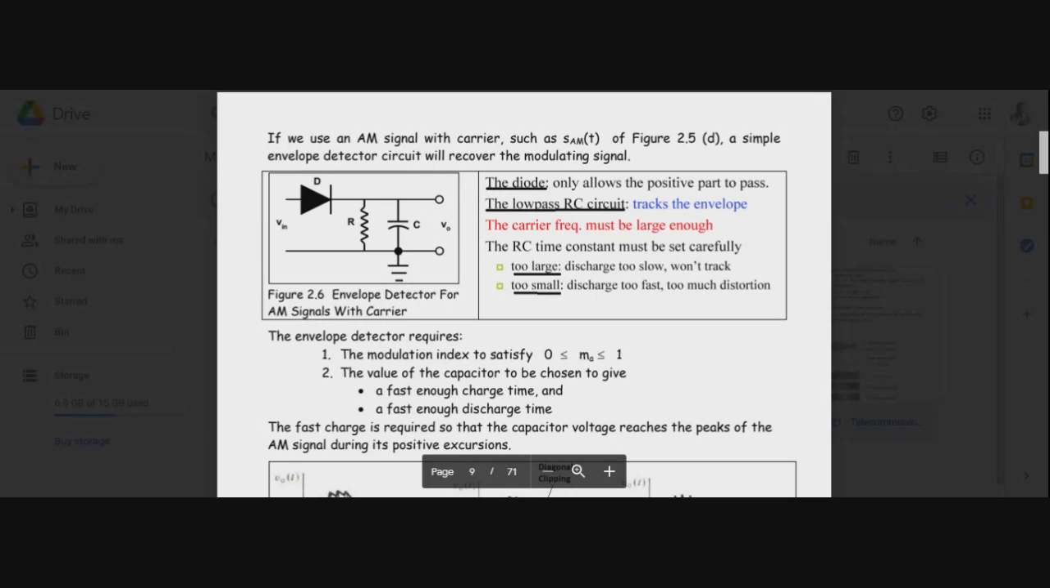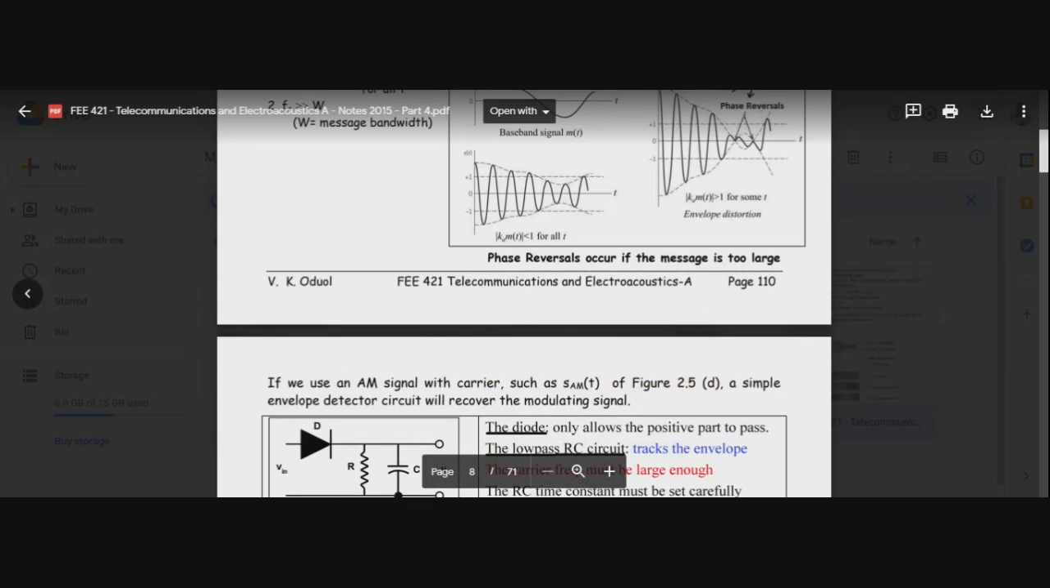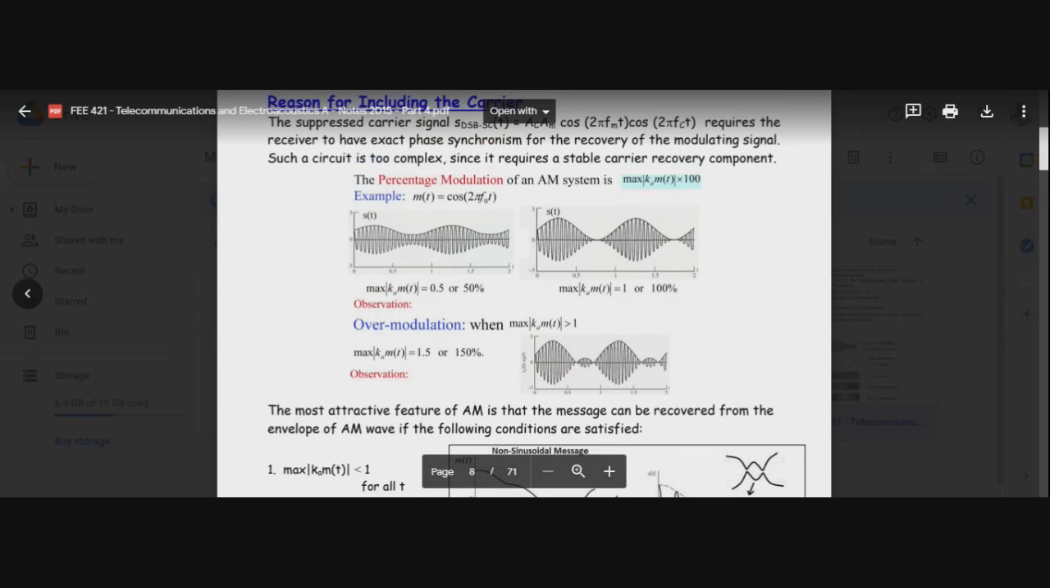And we want to use this to basically follow the envelope. So I'll go back. We will explain this a little bit more later on. I don't expect that the explanation I've given is sufficient for an understanding of how this thing works. But it's basically that you allow the capacitor to charge, and then it will discharge slowly. And by doing that, it will tend to follow the outline of the input signal, which we are calling the envelope. So we'll go back to the reason for including the carrier.